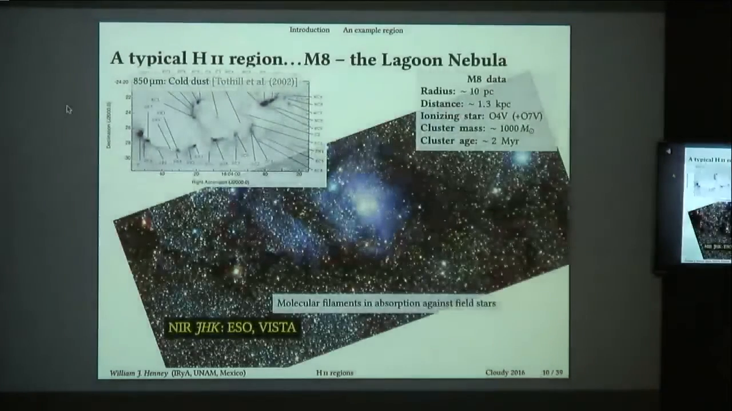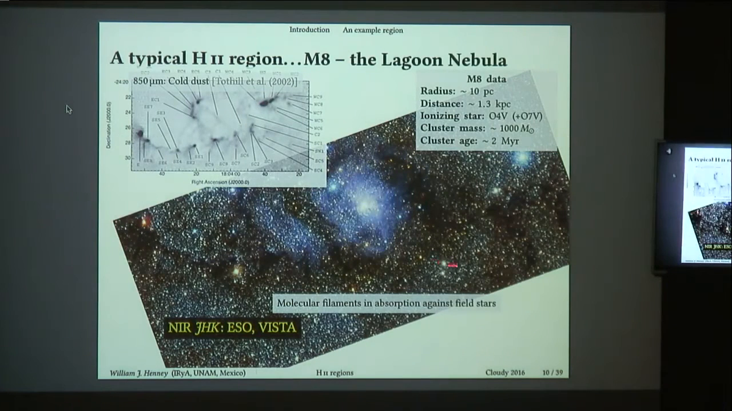Okay, so to take an example of a more evolved and more luminous H2 region than the one I showed before, consider the Lagoon Nebula. Here again, if we look at long wavelengths in the submillimeter emission of cold dust, we also see filaments with dense cores lying along the filaments. The same structure can be seen in extinction against the field stars in the galaxy behind the H2 region. And this is a near-infrared image.